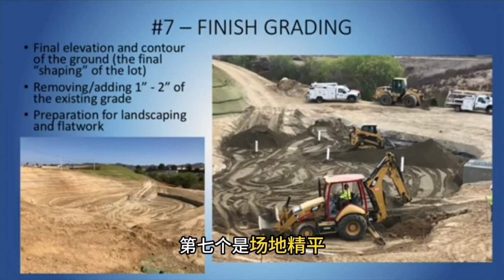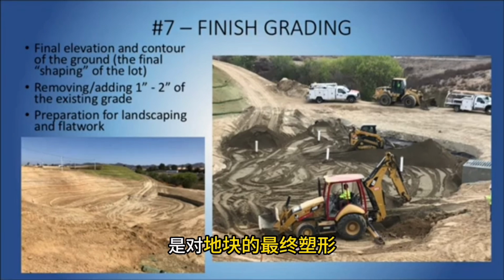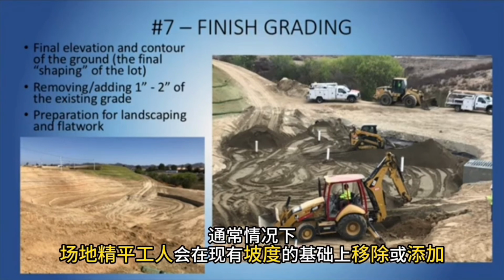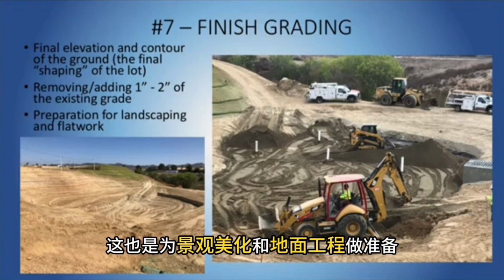And number 7 is finish grading. That's the final elevation and contour of the ground. It's the final shaping of the lot. Typically, the finish graders are removing or adding anywhere from 1 to 2 inches of the existing grade, sometimes even more. It's also the preparation for landscaping and flat work.